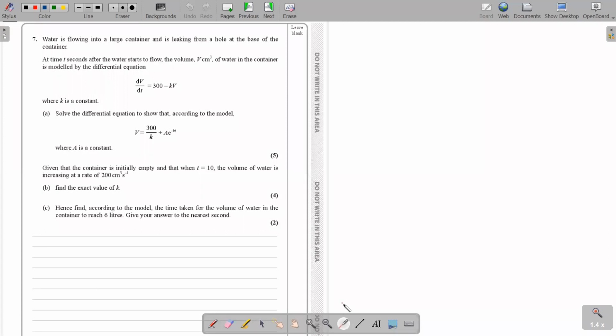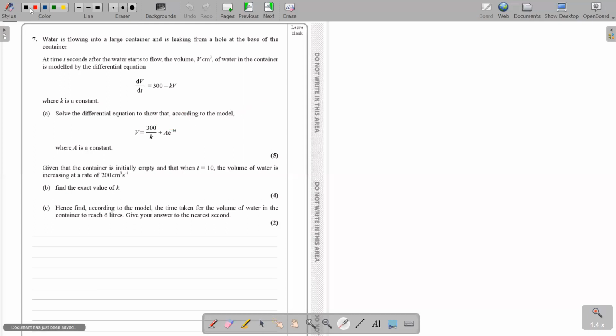Okay, we'll move on to question number 7. Water is flowing into a large container and is leaking from a hole at the base of the container. At time t seconds after the water starts to flow, the volume v cubic centimeters of water in the container is modeled by the differential equation dv by dt equals 300 minus kv, where k is a constant. Solve the differential equation to show that, according to the model, v is equal to this, where a is a constant. Okay, so basically you have to solve this equation, right?